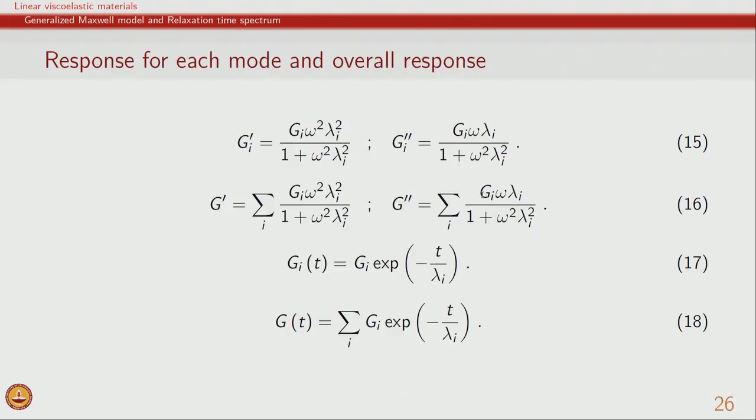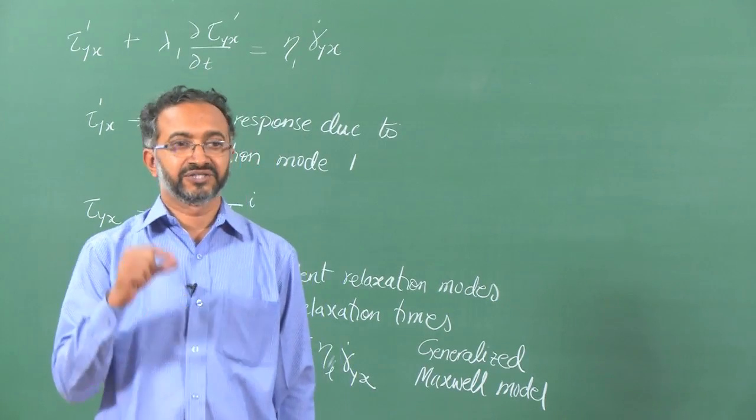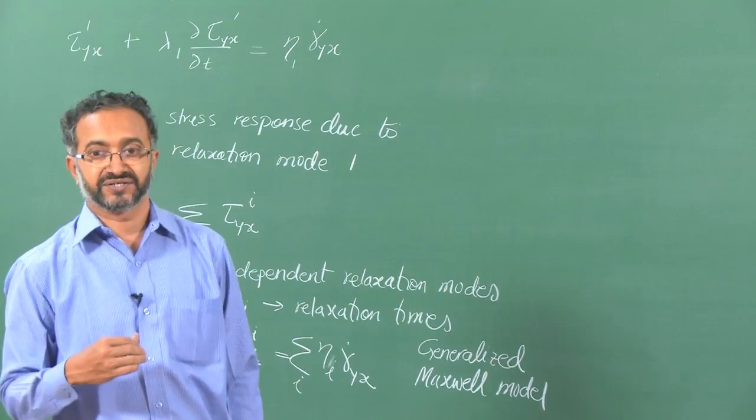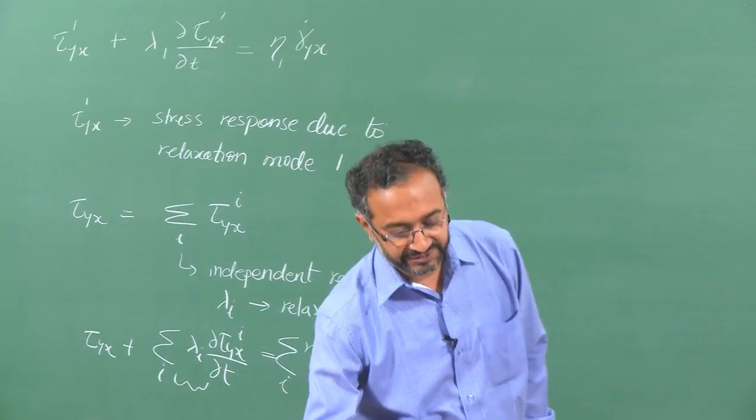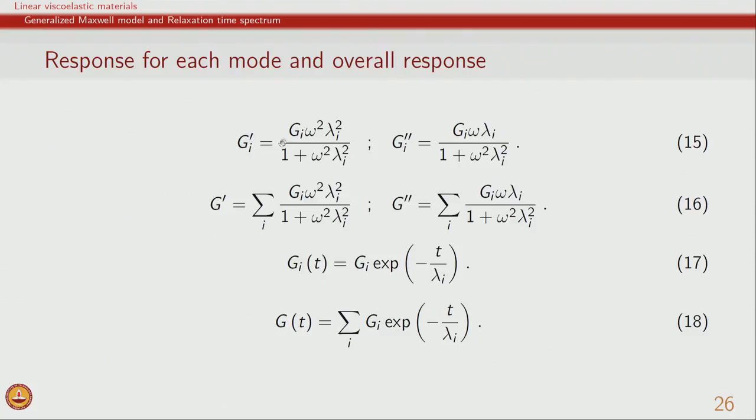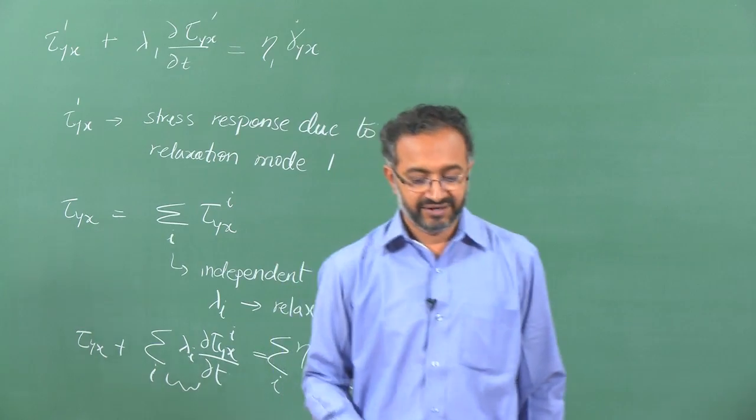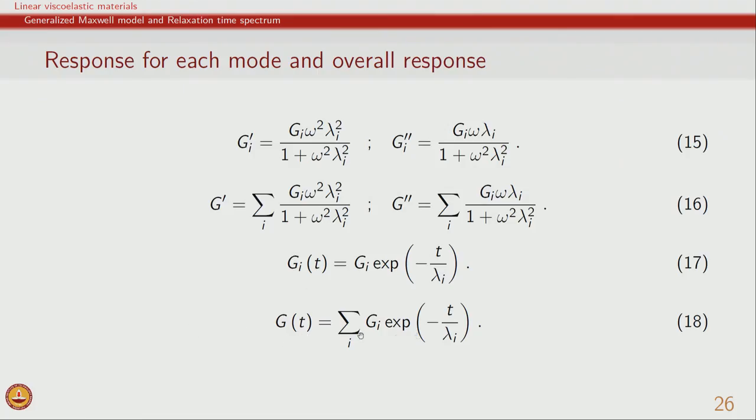So, this is again because of linear governing equations, and given that we are confining our attention to small deformations and linear viscoelasticity. If this G prime is a function of the strain amplitude itself, then we will not be able to do such a method. We will not be able to use such summation to get the overall response. Similarly, the stress relaxation modulus for one particular mode is again an exponential, and the overall relaxation modulus is summation of all the exponential functions.